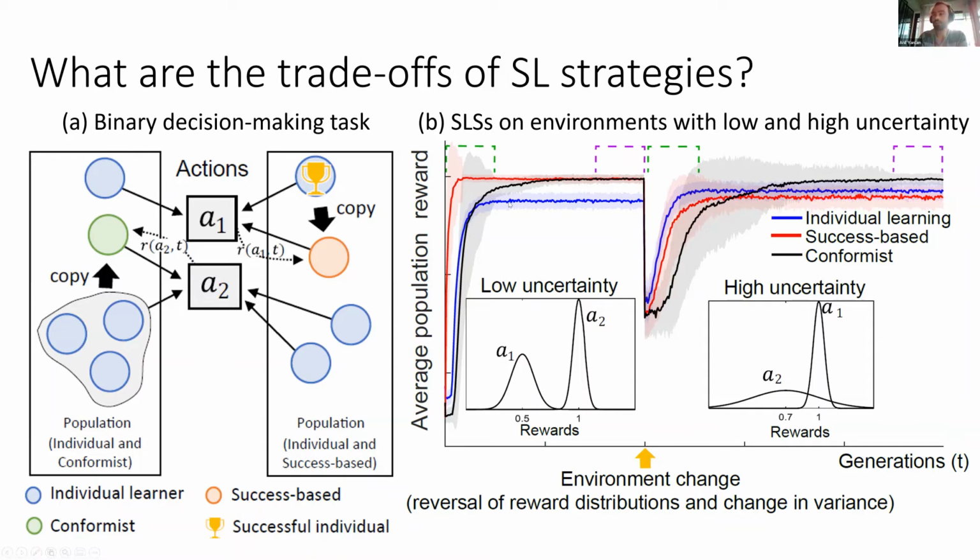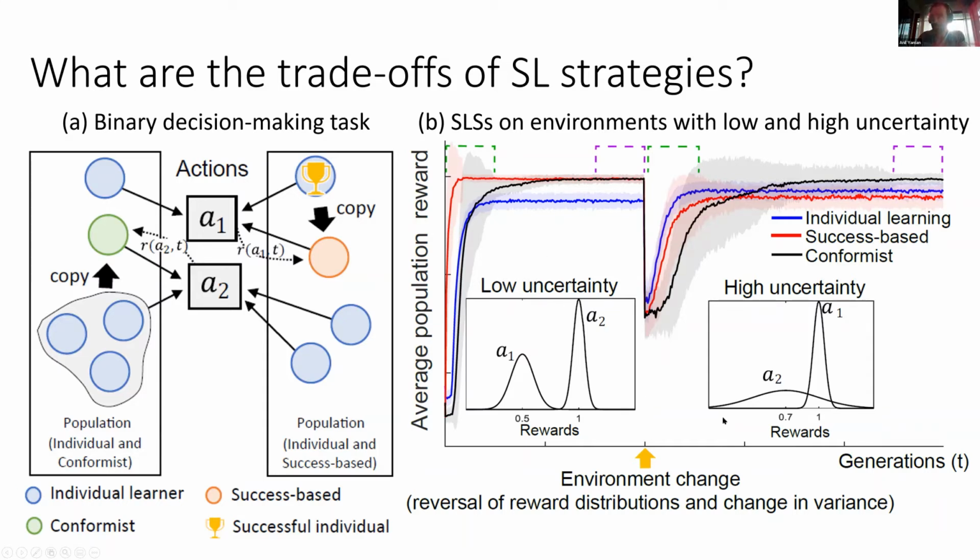For instance, here I show three separate populations. This is individual learners with success-based and individual learners with conformist. We always need individual learners in each population because otherwise there will not be exploration. But here I show the aggregated average reward in these populations, the learning process, when we have these different strategies.